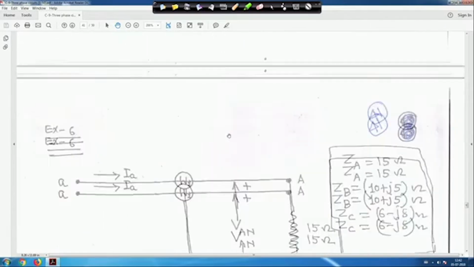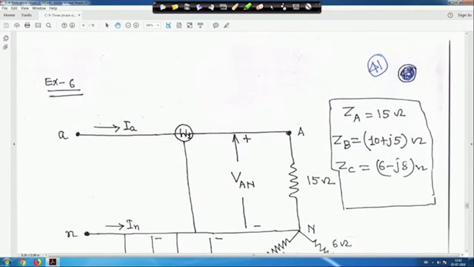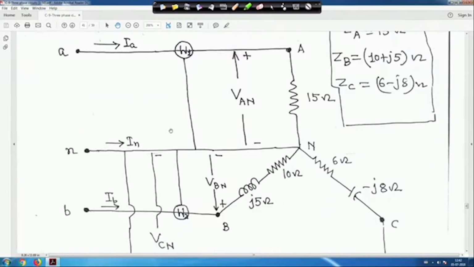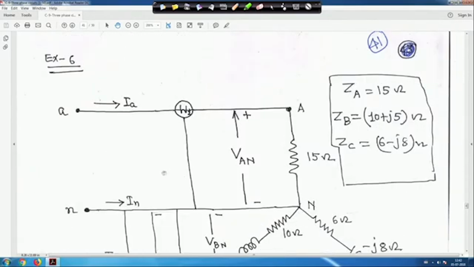Now, after this, you take one example, this is example 6, in which wattmeters W1, W2 and W3 are connected like this. Interestingly, we have intentionally taken this load as unbalanced, because ZA is simply 15 ohm, similarly ZB is 10 plus j5 ohm and ZC is 6 minus j8 ohm. So, what we have to do is measure on a per phase basis, right. Here the unbalanced load is given, and intentionally I have taken this example.